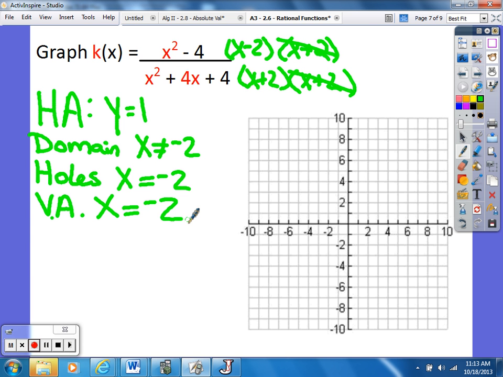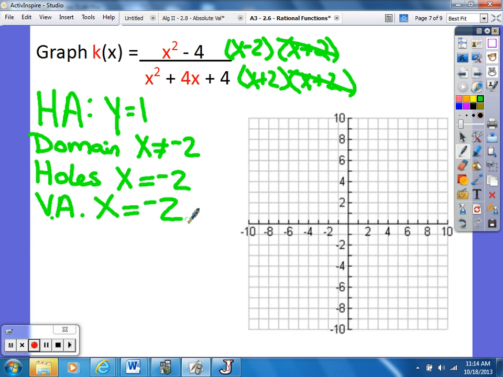If you have a hole, you only set what's left equal to 0. What do you mean on what's left? What did I not cross out? The x plus 2 on the bottom, right? Vertical asymptote, you're only looking at the bottom here. What did I not cross out on the bottom?